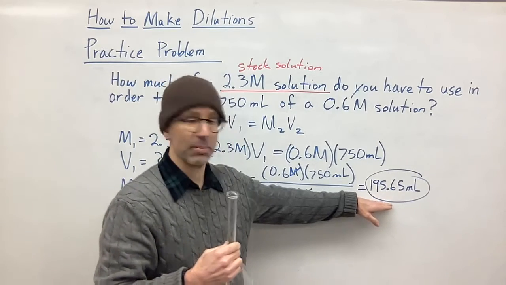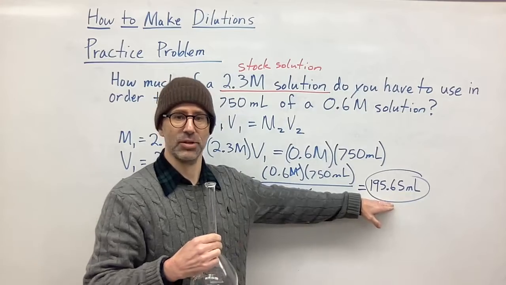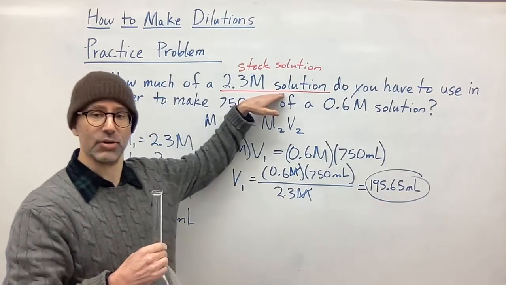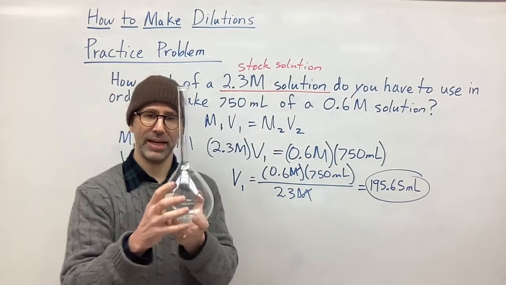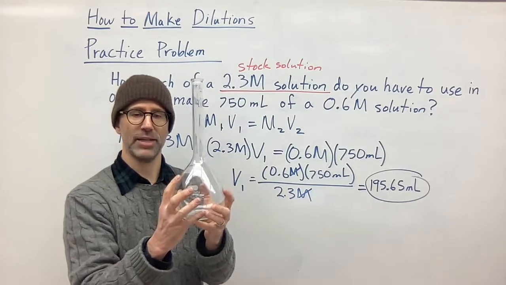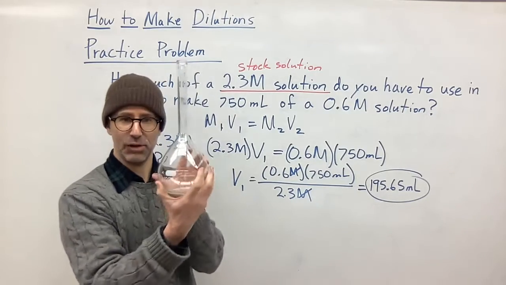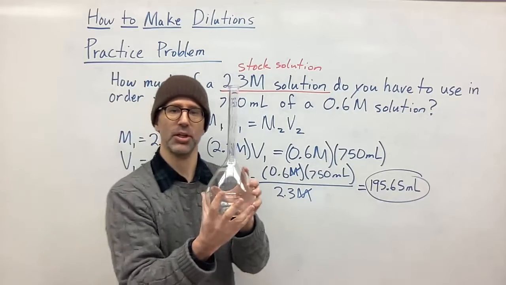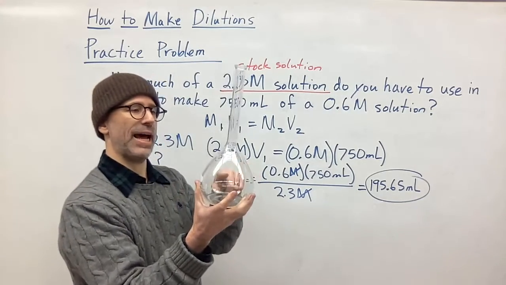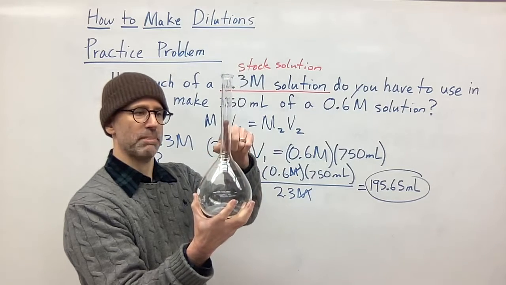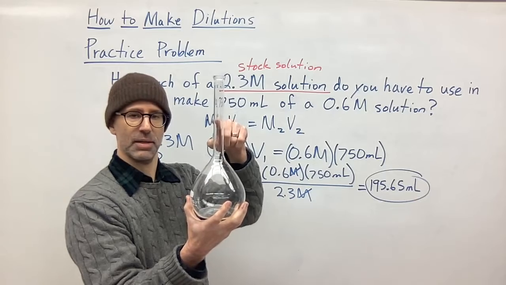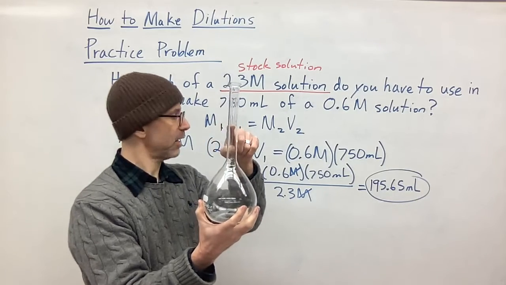For this, I would probably need a 500 milliliter graduated cylinder. So I would measure this volume of my stock solution in the graduated cylinder, and then add it to my volumetric flask. This is my 750 milliliter volumetric flask. It's not really 750, it's 1,000, but let's pretend this is 750 milliliters. I would pour that into my flask, and then add water until the bottom of the meniscus was at the top of the line, touching the top of that line there.